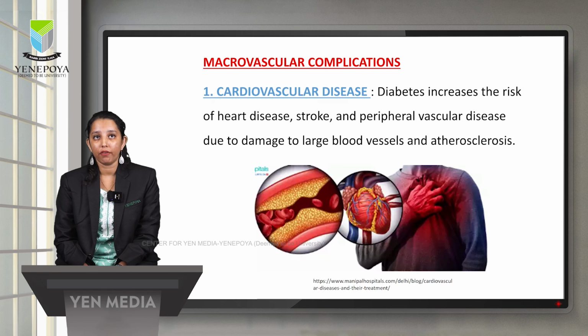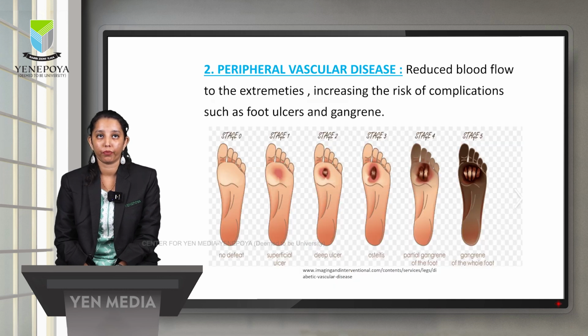Macrovascular complications. We have cardiovascular disease. In diabetic people there is an increase in heart disease, stroke and peripheral vascular diseases due to the damage of blood vessels and atherosclerosis. Peripheral vascular disease. Since there is peripheral nerve damage and reduced blood flow to the extremities, the risk of complications such as foot ulcers and gangrene increases.